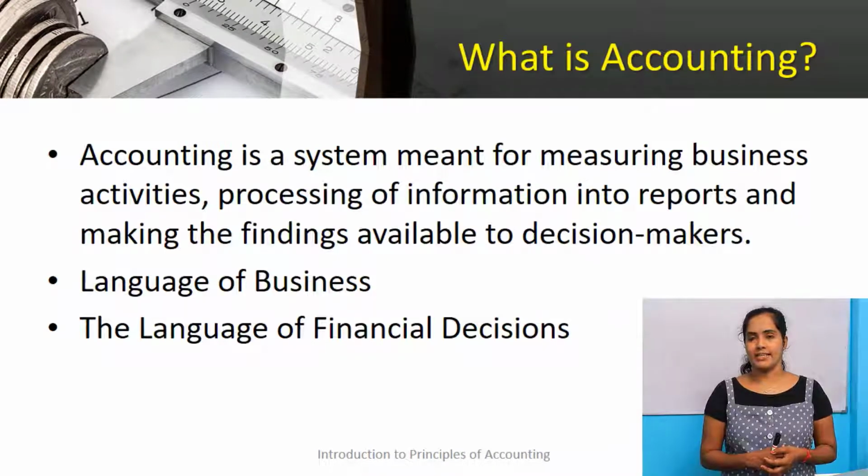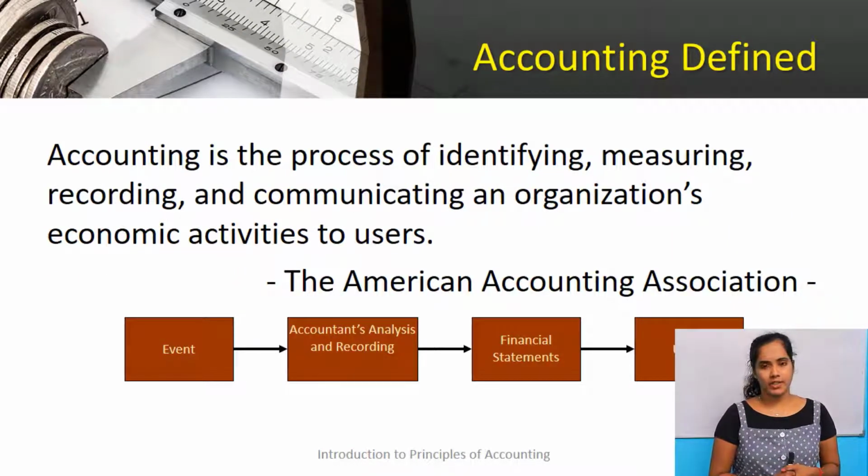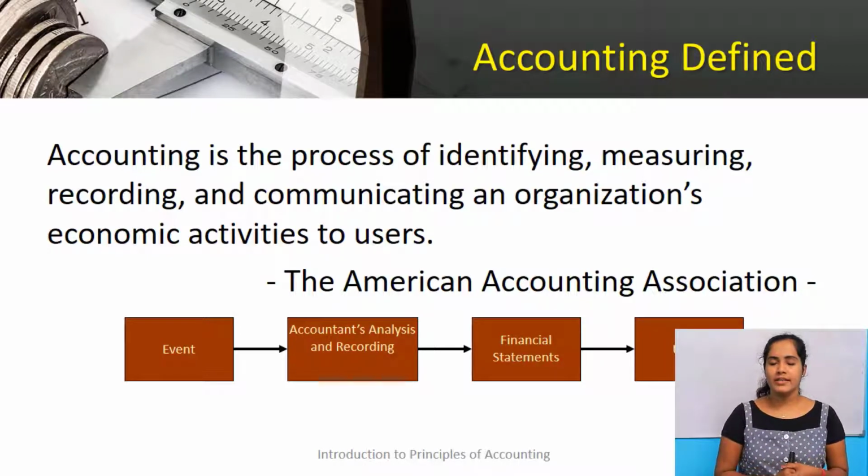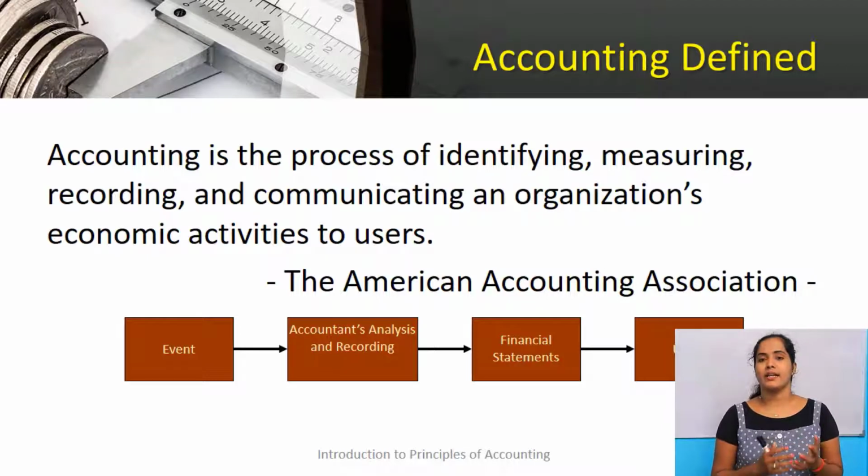Let's move on to the next slide. Let's see how the term accounting is defined. Accounting is the process of identifying, measuring, recording, and communicating an organization's economic activities to users. The first one, identifying, means identifying a transaction. If any financial event occurs within the organization, the organization first needs to identify the transaction. Then they have to measure it in terms of monetary values. Then the transaction should be recorded in the books of account.